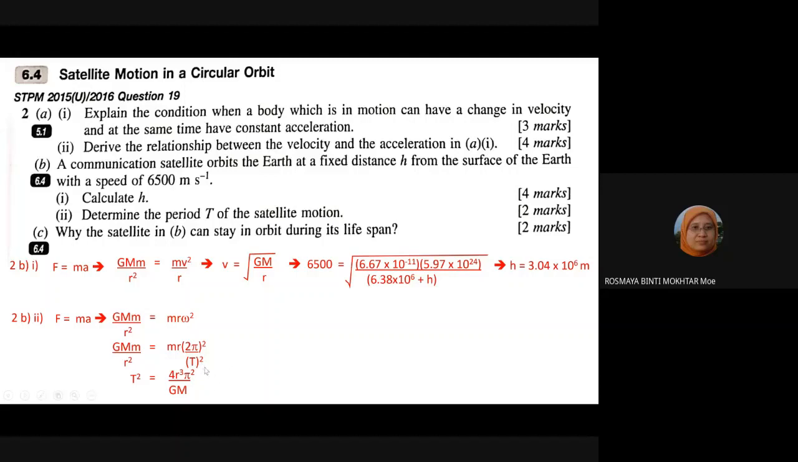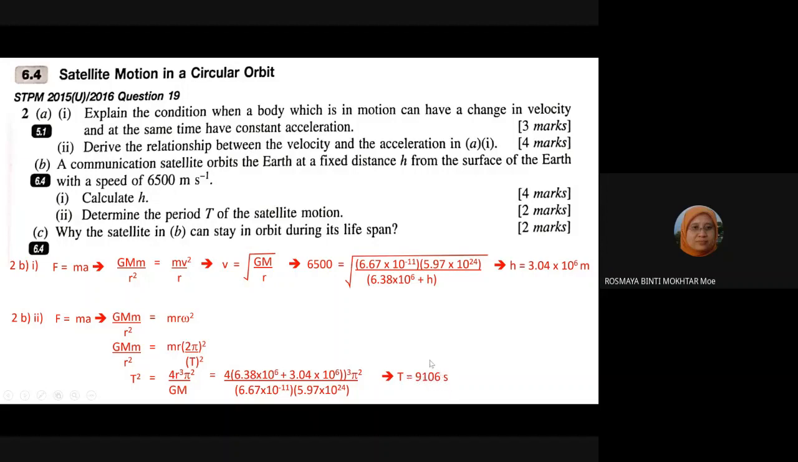If you use this one, substitute the values of radius measured from the center, so you need to plus the h. Then the g value, m value. Pi is 3.142. So the square root of this one, you get T equals 9106 seconds.